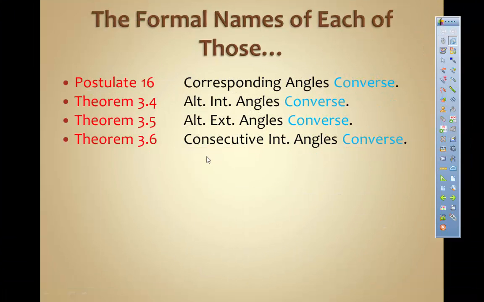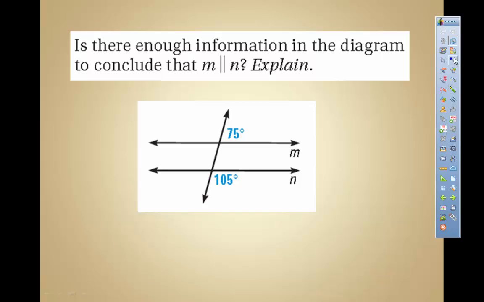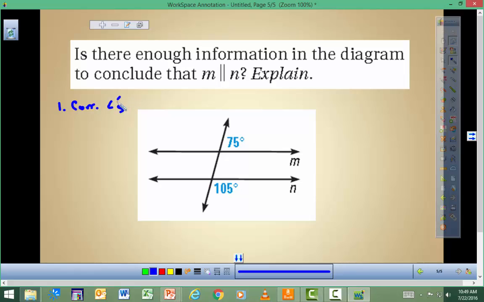Well, let's get started on some more problems. Is there enough information? If we're going to show that the lines are parallel, we want to use one of those four cases that we mentioned earlier. One of the things we can try for is the corresponding angles. We can check, are they congruent? I'd have to show that this angle here is congruent to this angle here. And I know that one's 75, but I don't know if that one's 75.